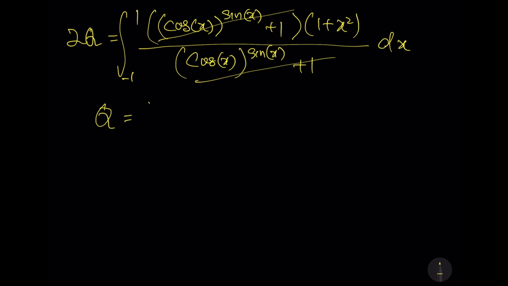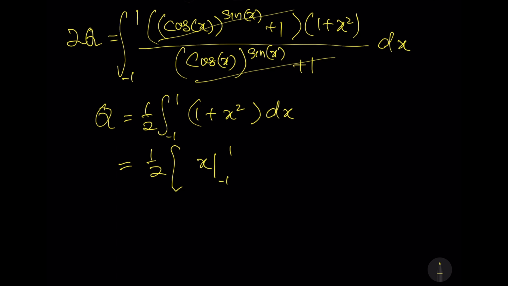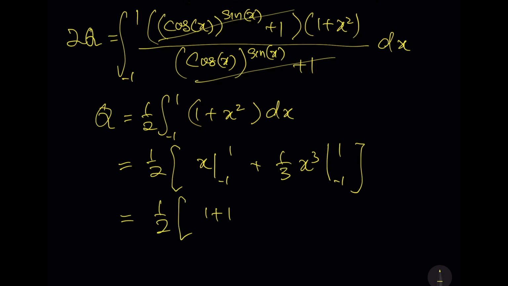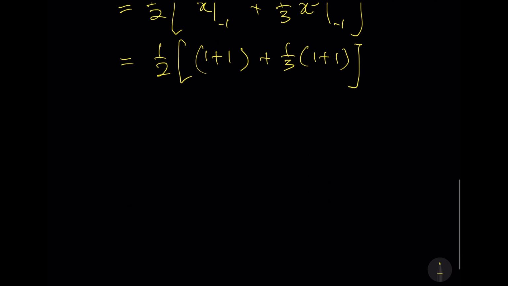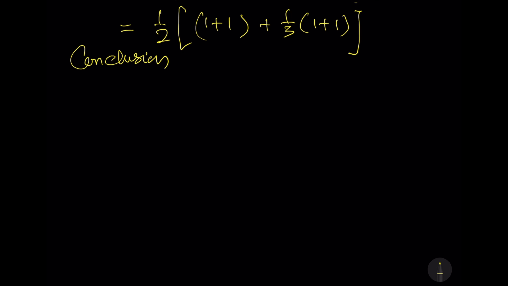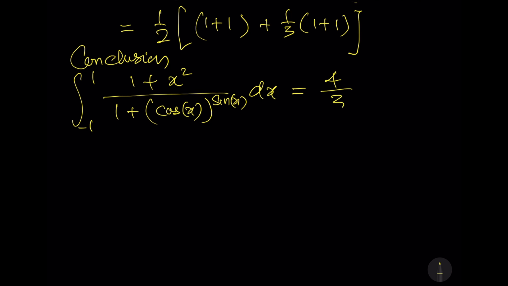So now we have an integrable Q: 1 over 2 times the integral from negative 1 to 1 of 1 plus x squared dx, which equals 1 over 2 multiplied by x plus 1 over 3 x power 3. Putting x equals 1 and x equals negative 1, this equals 1 over 2 multiplied by 2 plus 2 over 3. That brings us to the conclusion of this video. The final answer of this question is 4 over 3.